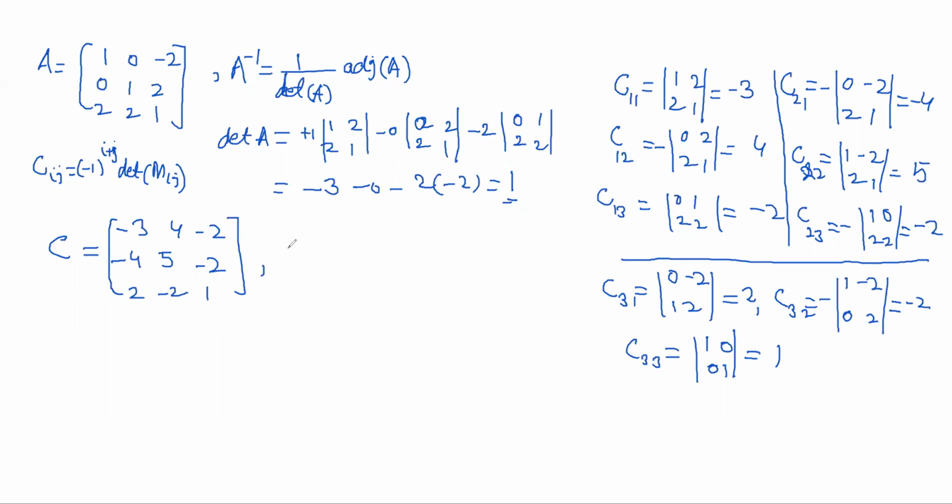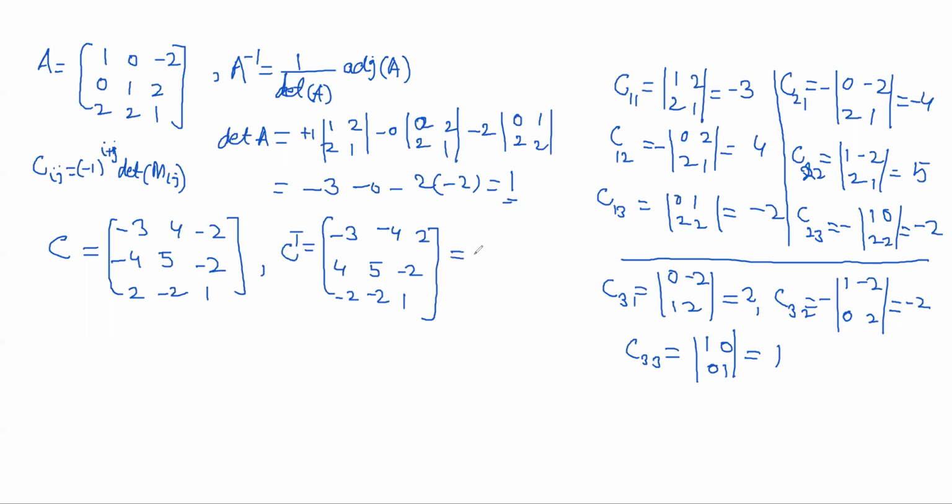And what will be its transpose? C transpose. For the transpose, the first row will be the first column of this matrix. So it will be minus 3, minus 4, 2. The second row will be the second column, so 4, 5, minus 2. And the third row will be the third column, so minus 2, minus 2, 1. So this will be the C transpose.